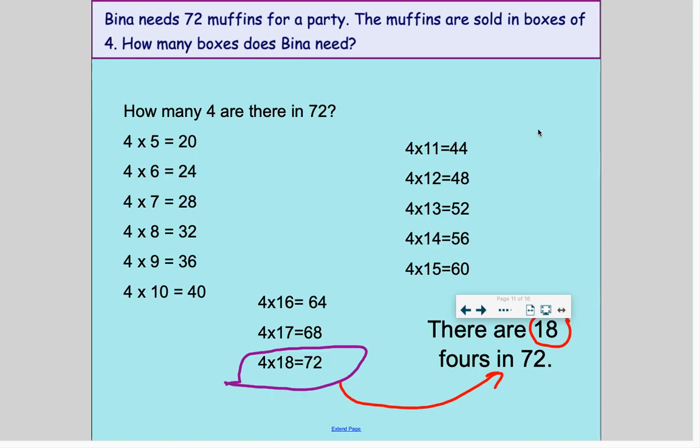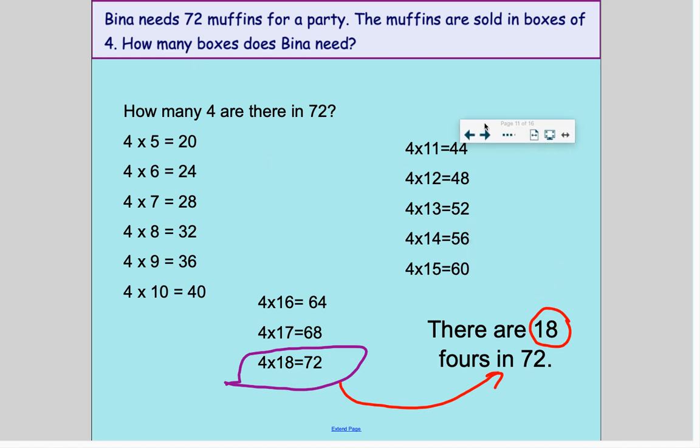Okay, good job, boys and girls. Thank you for trying to solve the problem. So what I did was I did the multiples of 4, and I went all the way to 18, and I found 72. So we know that 4 times 18 is 72. So then what's the answer? She'll need 18 boxes.